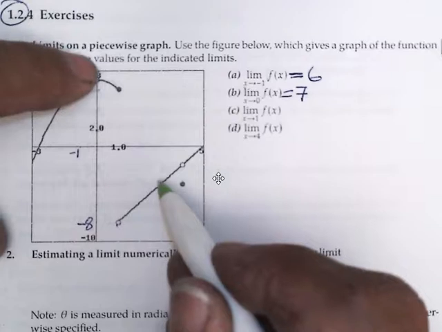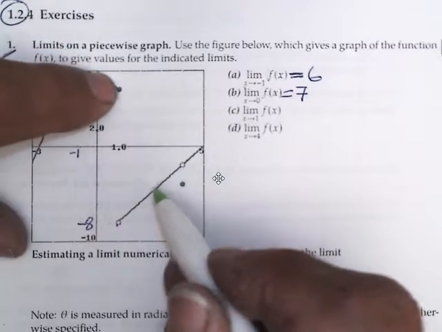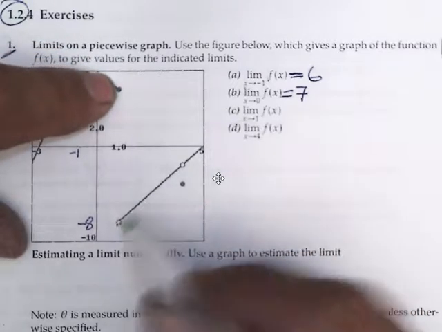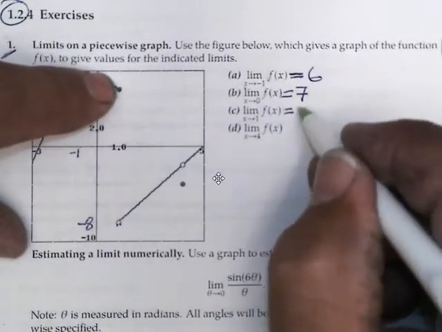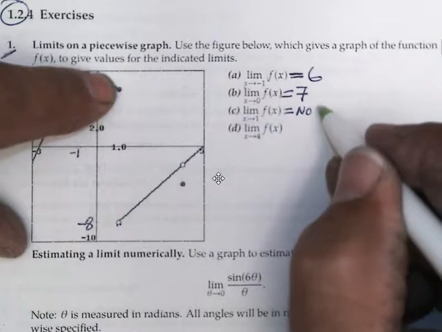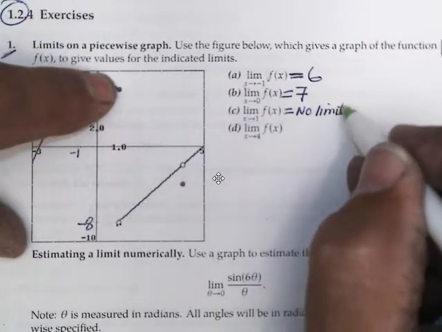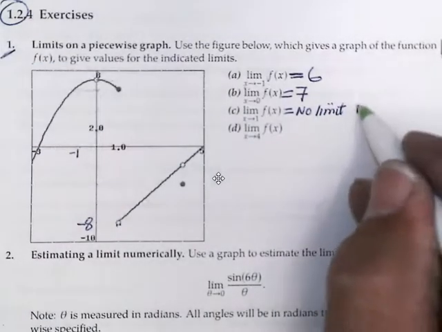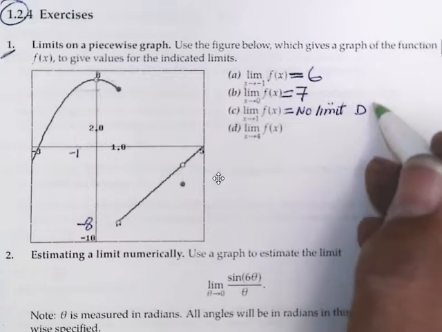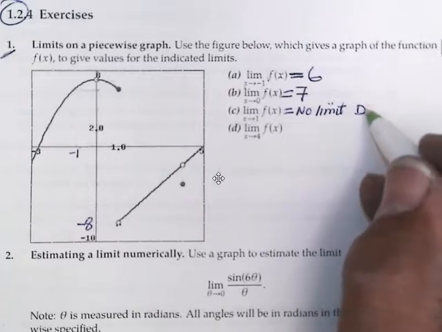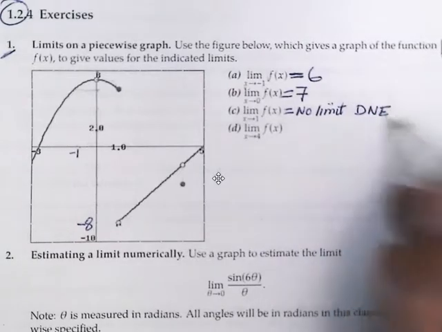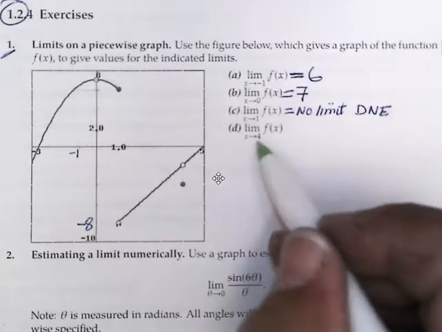So we have a left-hand limit of 6, a right-hand limit of -1, so there's no limit. The left and right have to be the same to have a limit. So the limit does not exist is what they write. They write does not exist.